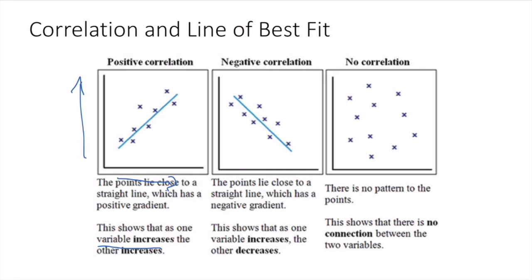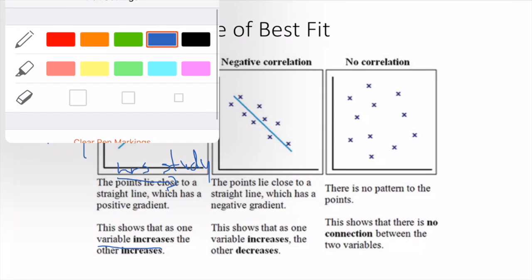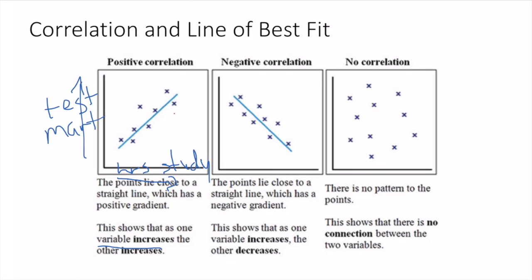An example of two variables with a positive correlation would be, say, the hours spent studying, and this would be your test mark. So if I studied for, say, 8 hours, I could expect to get a pretty high test mark. If I didn't study very much, I'll probably have a lower mark.